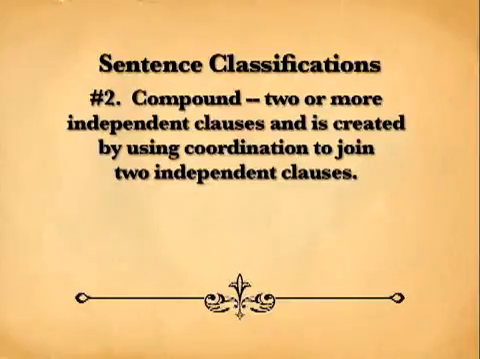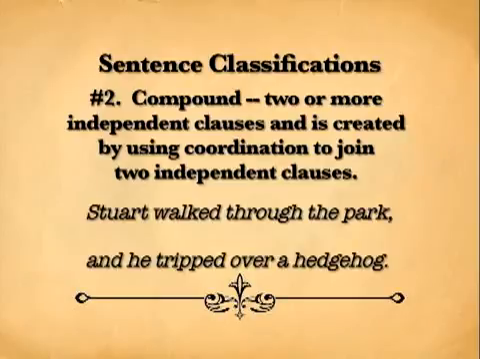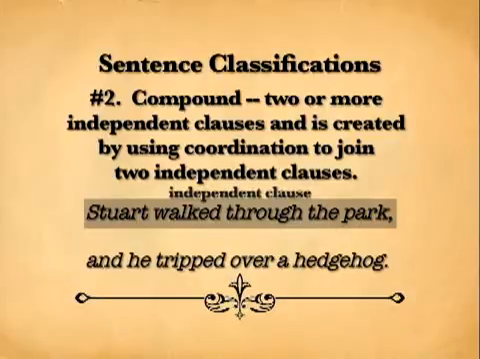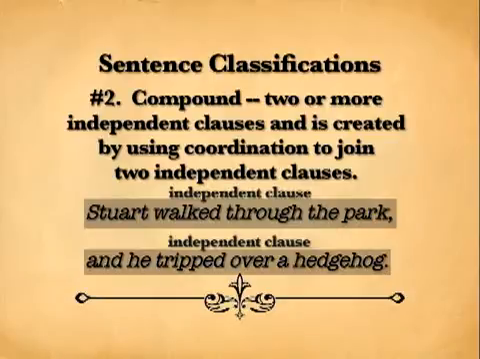The second type of sentence is a compound sentence. And a compound sentence simply means that you're joining together 2 complete sentences, 2 independent clauses. This compound sentence is going to be created by coordination, whether you're using a comma and a coordinating conjunction, a semicolon, a conjunctive adverb and a comma, a semicolon, or a colon. For instance, Stuart walked through the park and he tripped over a hedgehog. One complete sentence, Stuart walked through the park. Second complete sentence, he tripped over a hedgehog.